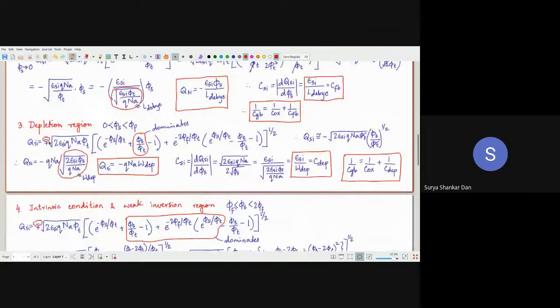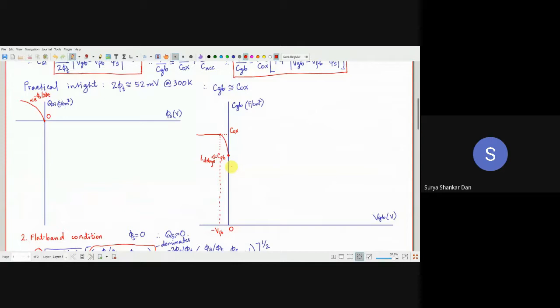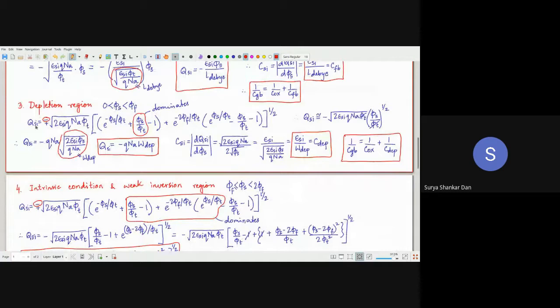Okay, then we come to the depletion region. Very simple. This is the region when phi s is greater than 0 but less than phi f. When phi s equals phi f, that is the intrinsic condition. Okay, so in this region again, henceforth you will find only the negative will dominate over here, because now phi s is positive, that means VGB is positive. See here, VGB is positive in this, and this is 0. Surface potential is 0 here, so everything is positive on this right hand side. So if surface potential is positive, the charges in the metal will be positive, so the charge in the silicon will be negative. So this minus will dominate henceforth.